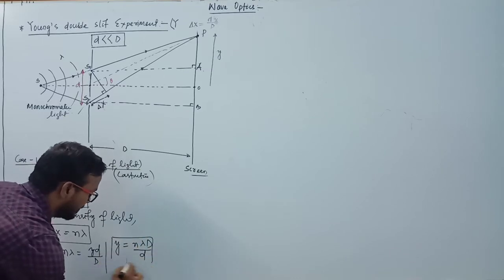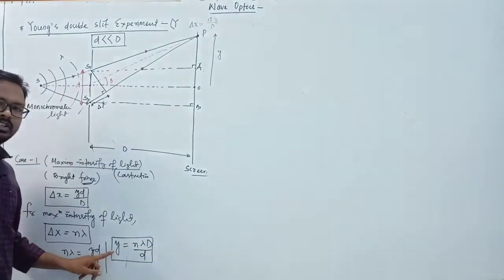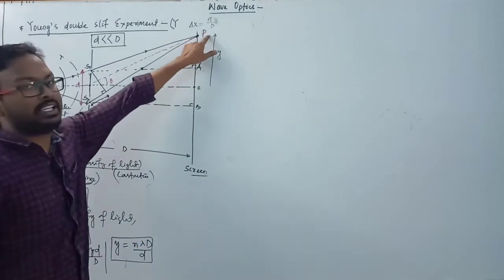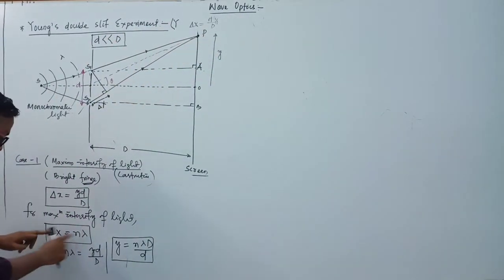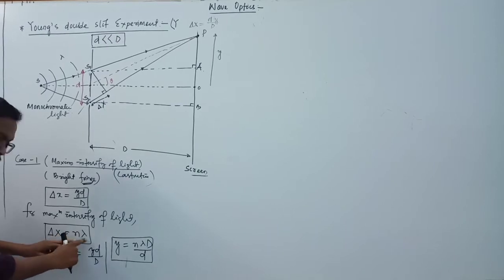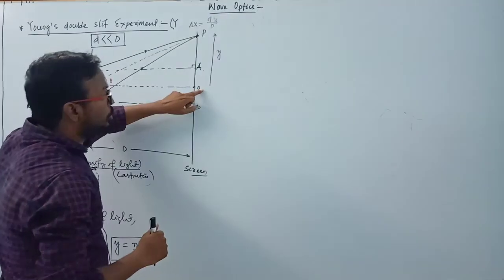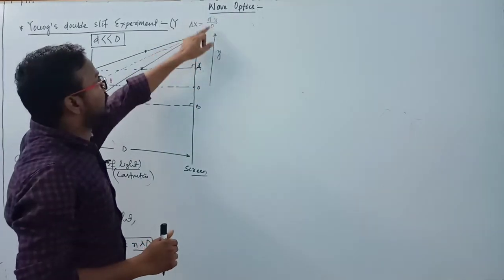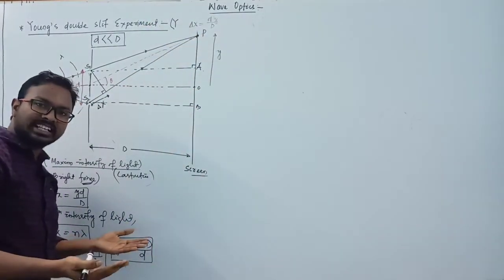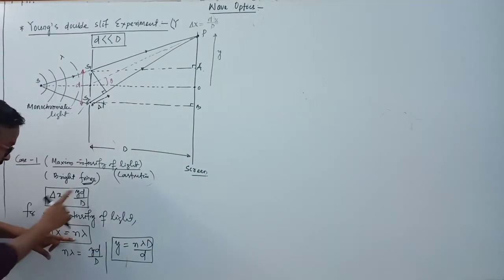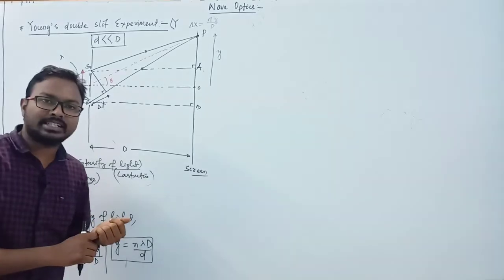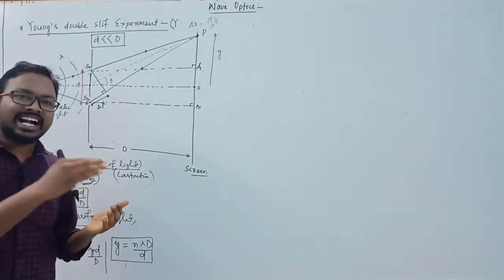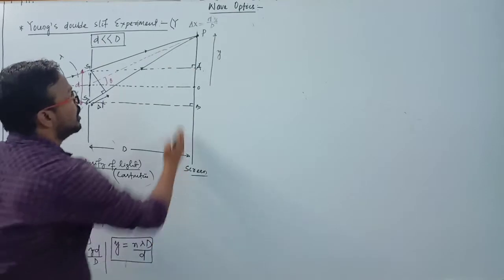What does it mean? The y is the distance from O to P. If we get this distance, this is delta x, we use n lambda. This is constructive interference. Now we have to find how much distance from O to P, because that point will give the brightness or darkness, as we already discussed. So we have to find the first order maximum, second order maxima, third order, and so on. Clear if we move on the screen.